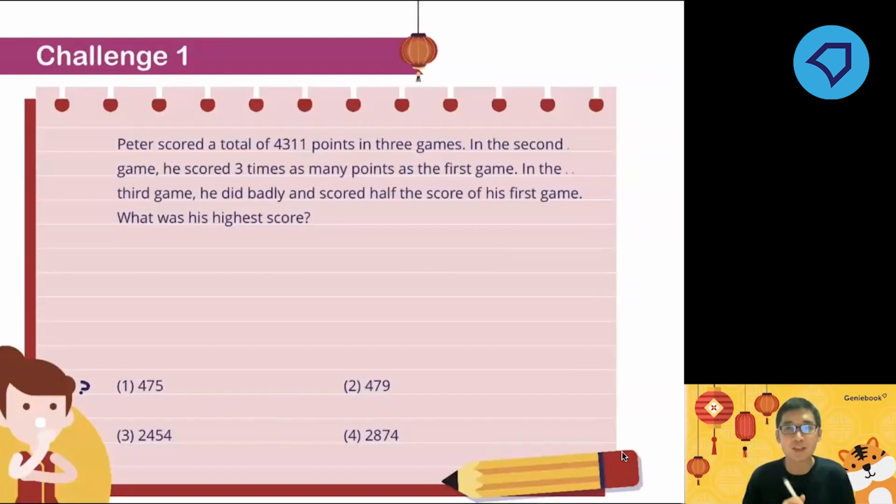Because this question is worth 20 bubbles, I want you all to earn this 20 bubbles. I want to give you this 20 bubbles. So I will be helping you out in the model. Then you use the model to solve the question. All right, so let's take a look at this challenge question.